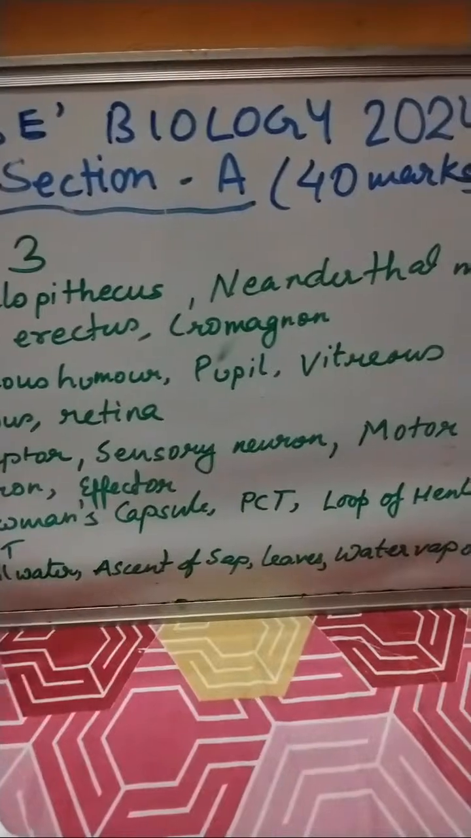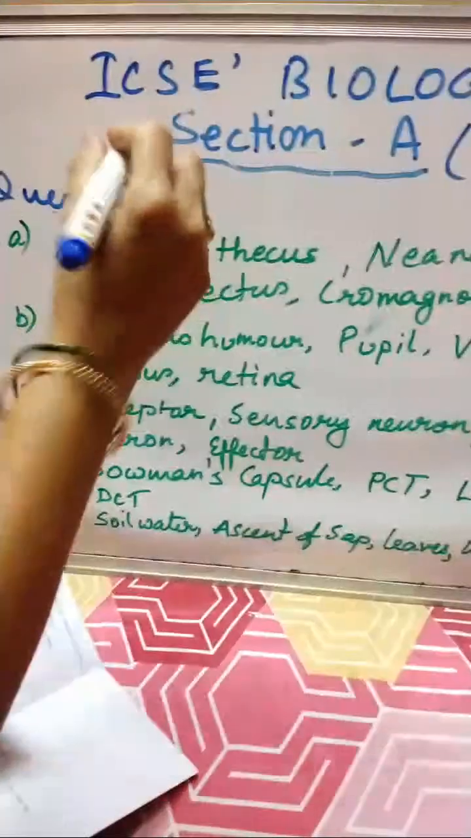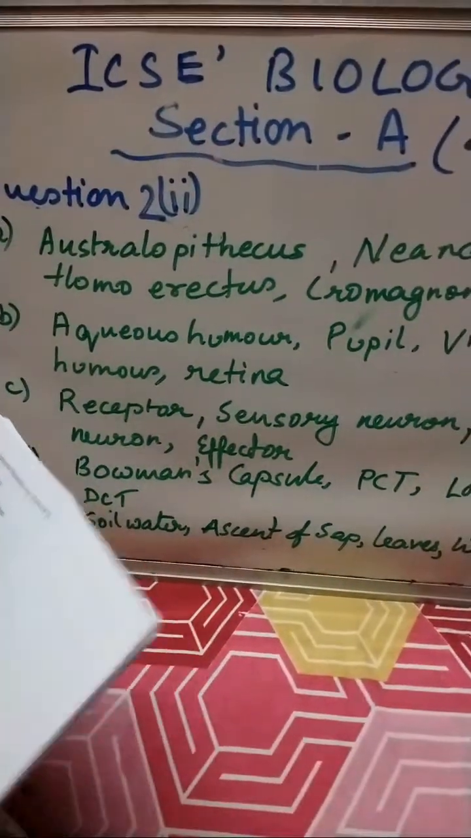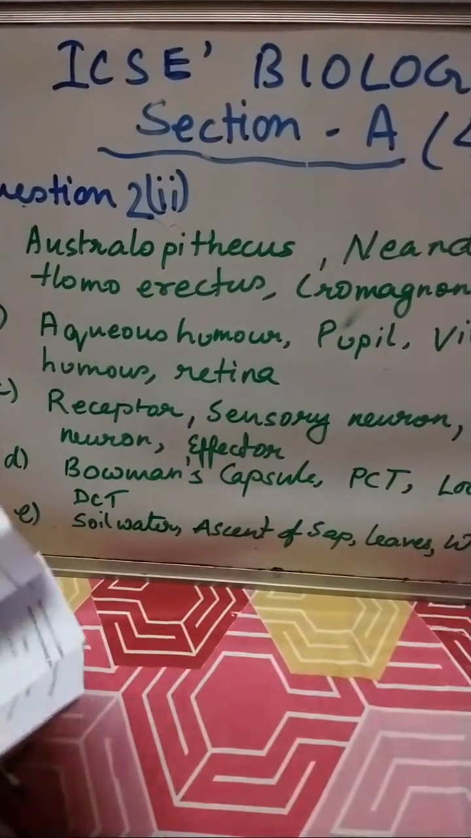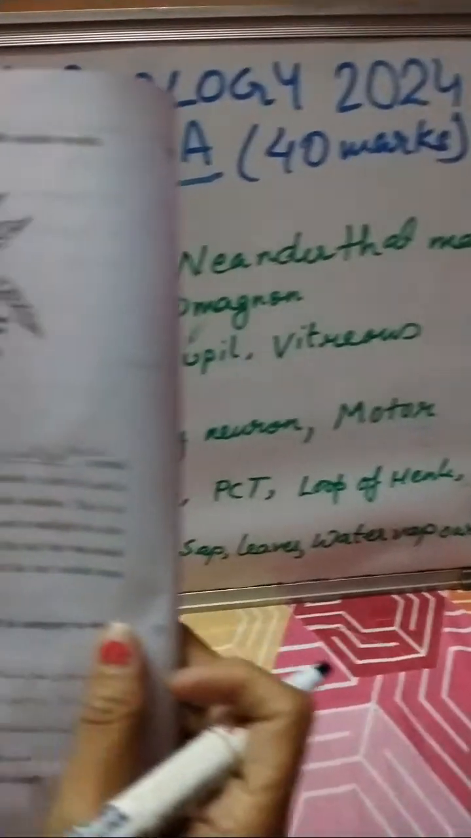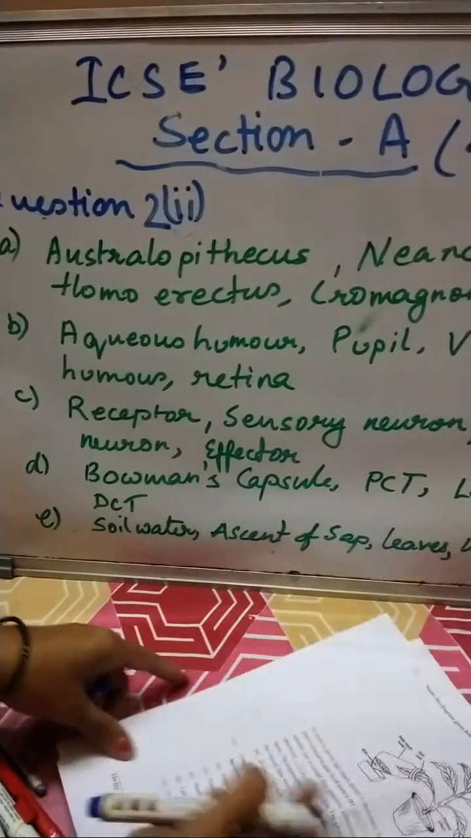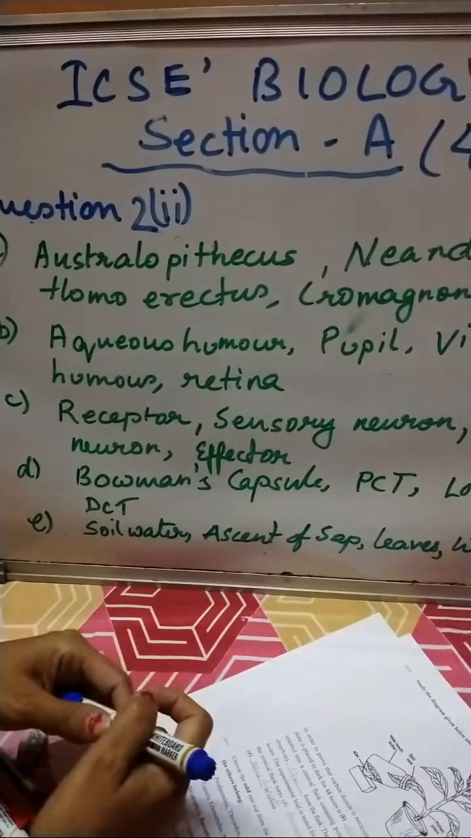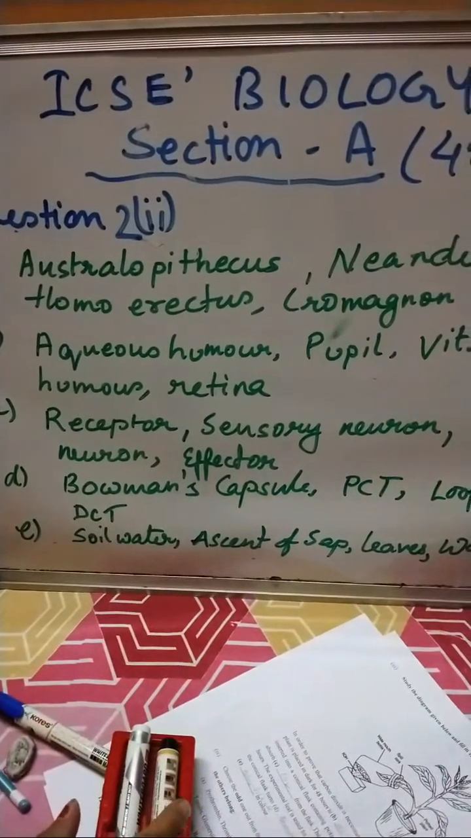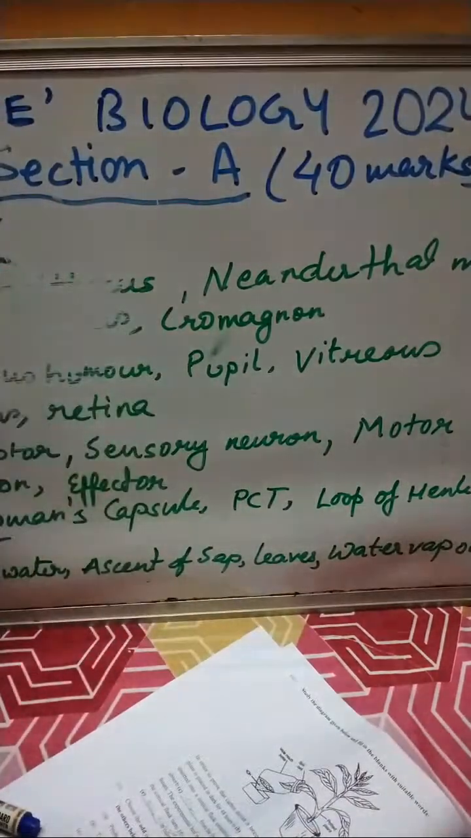Question number 2, sub part 2, that is logical sequence. We'll go to question number 2 sub part 3, that is study the diagram and fill in the blanks with the suitable words. That is potassium hydroxide experiment of the photosynthesis. All the blank answers I'm writing on the board. You can check it out. So that is question number 2 sub part 3.